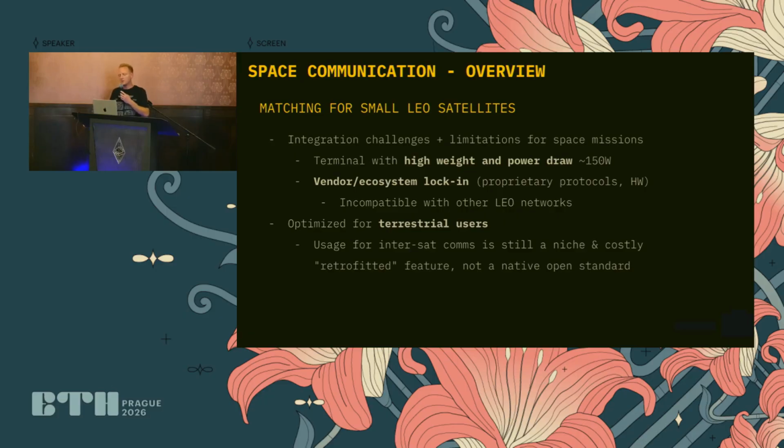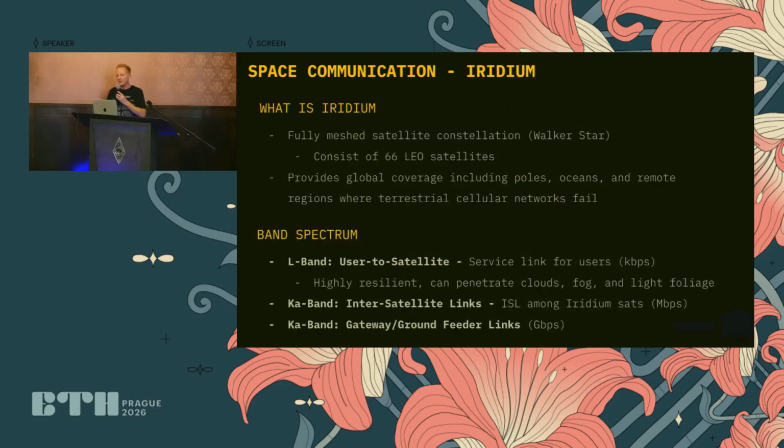The high power and weight that I mentioned before. You would also have vendor lock-in, meaning you would find it hard to work with other providers, other networks, other means. And it's optimized for terrestrial networks. If you look at it for space, for inter-satellite communications, it's something that is retrofitted rather than something that was organically built this way. So they are making progress. If we compare to one year ago, they already have some components that you can install on a satellite. But again, it's still early.